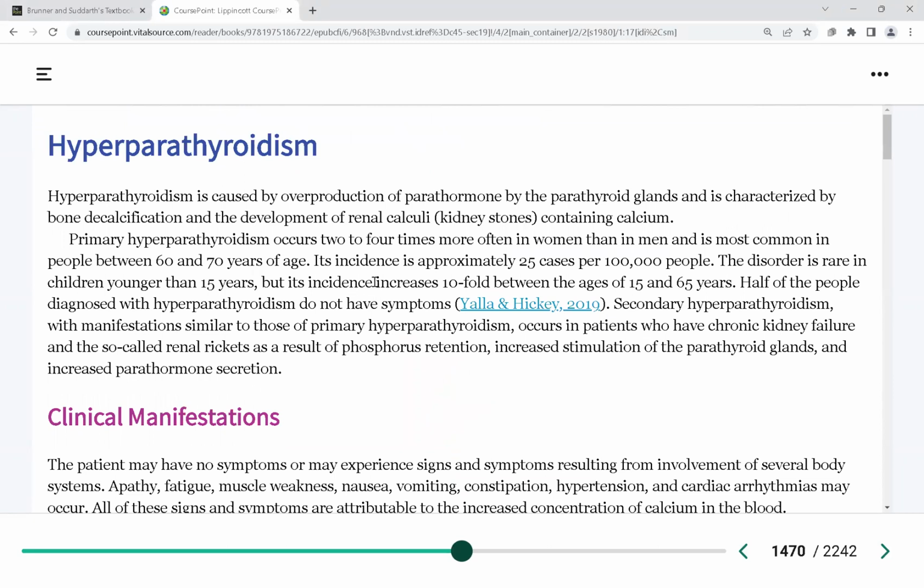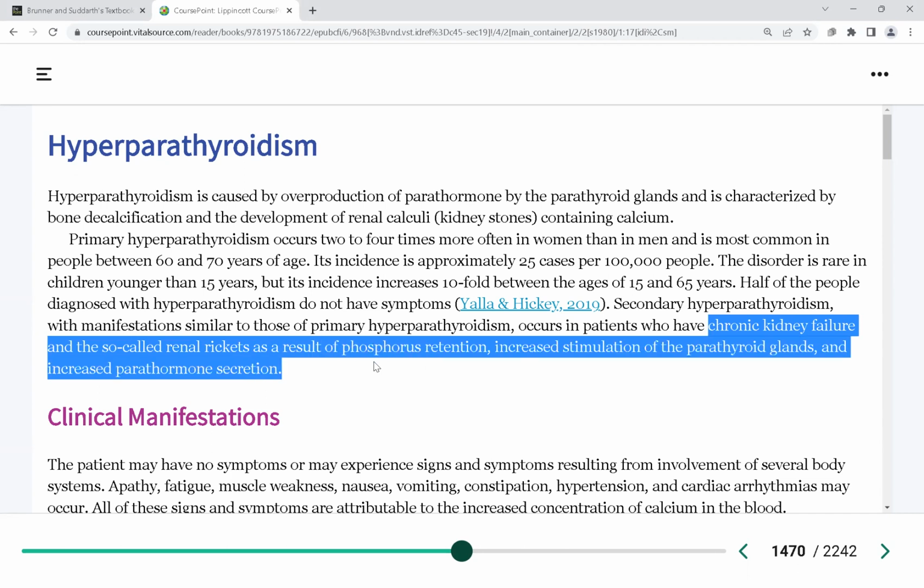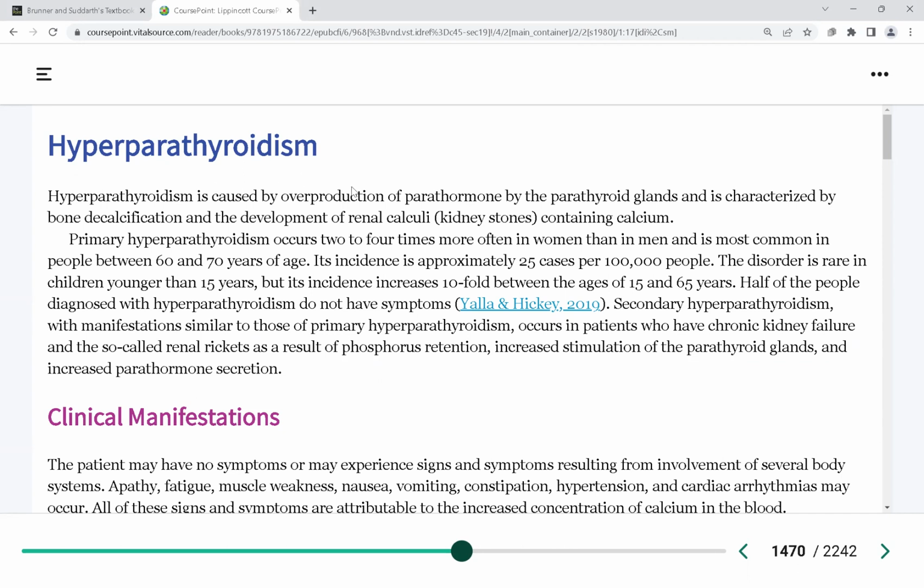So that's enough to cause hyperparathyroidism. Now, this is one cause. Another cause of hyperparathyroidism is chronic kidney disease. Remember CKD, ESKD, people on dialysis? So that's another cause of hyperparathyroidism. So they will develop hypercalcemia. Okay, so primary, again, it's usually caused by a tumor.